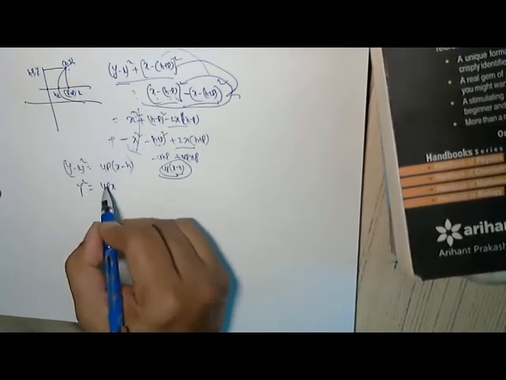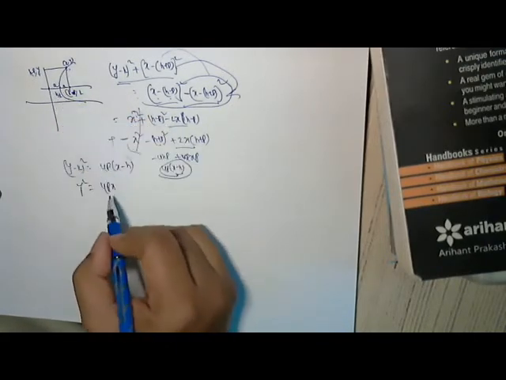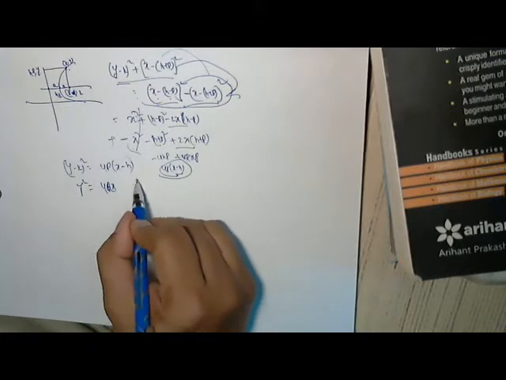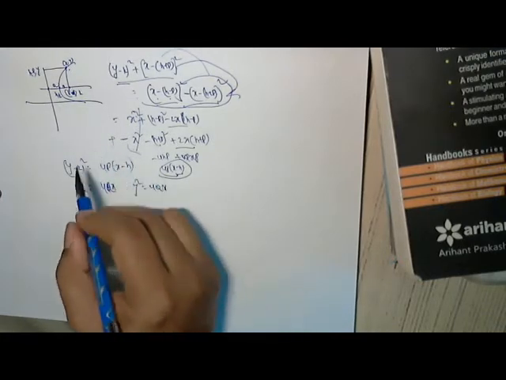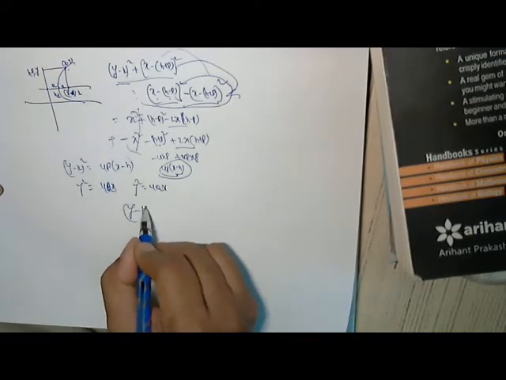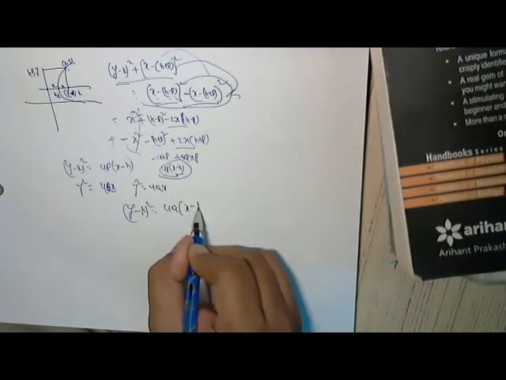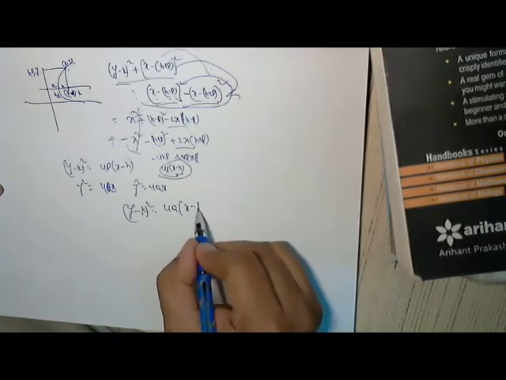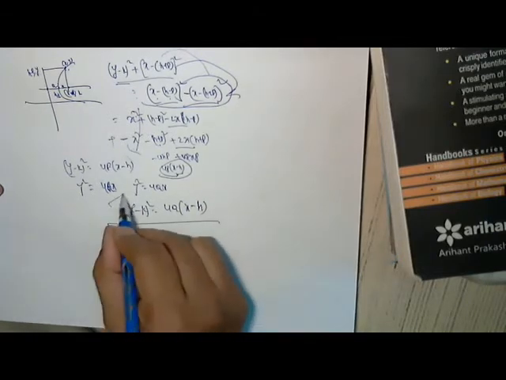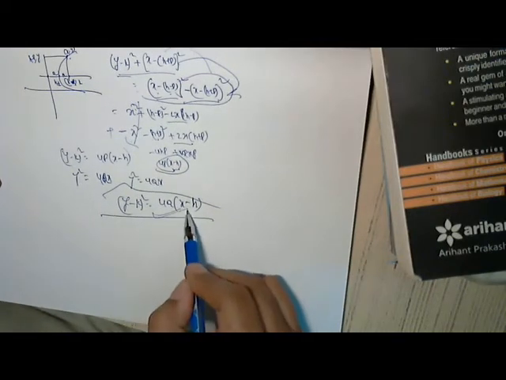In fact, 4p or 4a, it can be a also. If it is a, (x + a), so it can be 4ax. y² is 4ax for origin (0, 0). For origin (h, k), (y - k)² is equal to 4a(x - h). This is the general form of parabola with different axes.